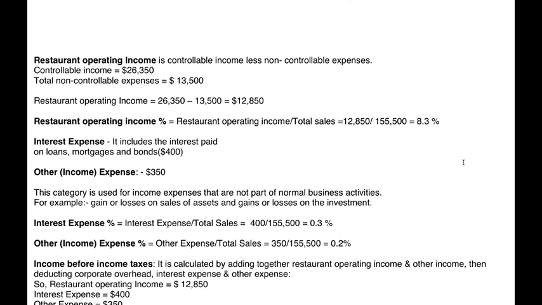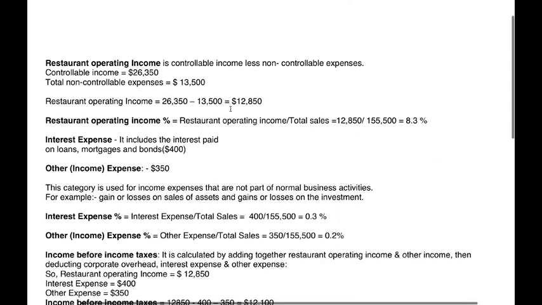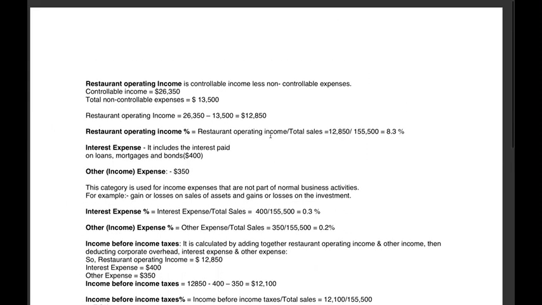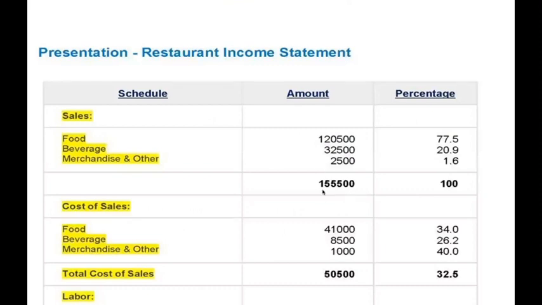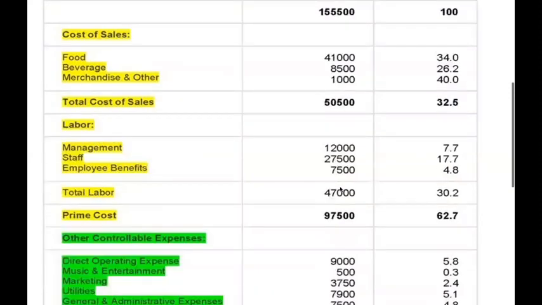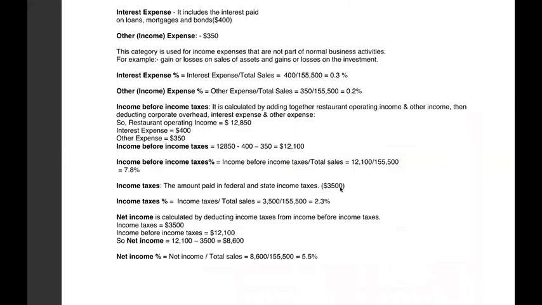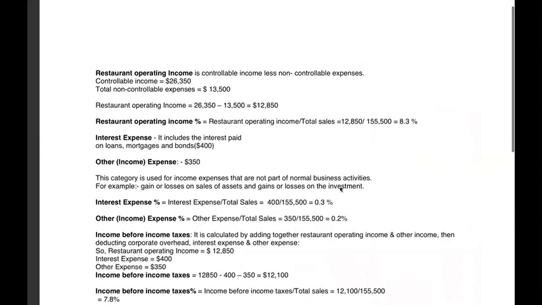Next is restaurant operating percentage. Restaurant operating percentage is the income that we calculated in the first part divided by total sales. So let's go to our table. Here our total sales are 155,500 and our restaurant operating income is 12,850. So our percentage comes to 8.3%.